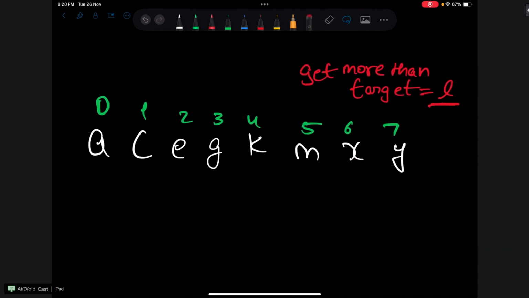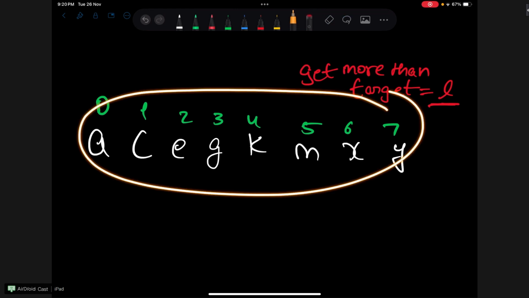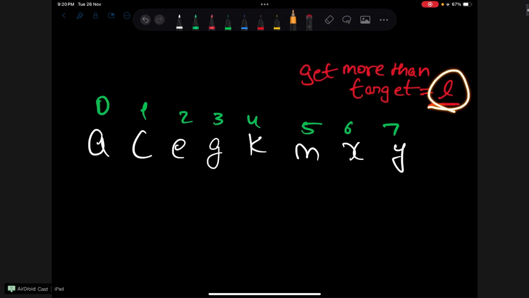So suppose we have letters A C E G K M X Y, and we want to find the element that is more than the target. That is, let's say the target is L. So what is the greater letter than L in the current list that you can see right here? If you observe, the letter immediately greater than L is M. So that is what we want as an answer.